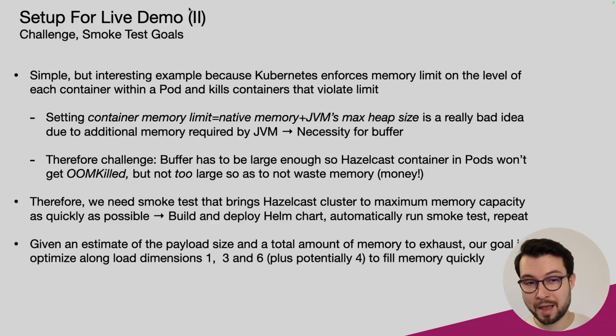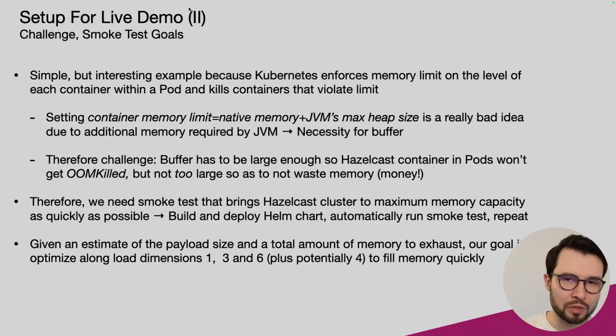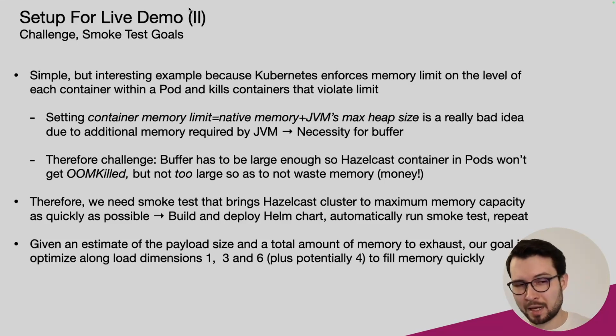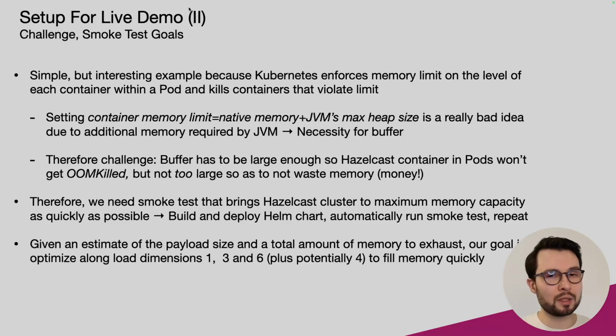This is a simple yet interesting example because Kubernetes enforces the memory limit on the level of each container within a pod and, importantly, kills all the containers that violate their limit. And therefore, setting the container memory limit equal to the sum of the native memory size and the JVM's max heap size is a really bad idea generally, because the JVM requires some additional memory on top of what's stored on the heap, right? Therefore, it's necessary to leave a little bit of buffer, a little bit of wiggle room.